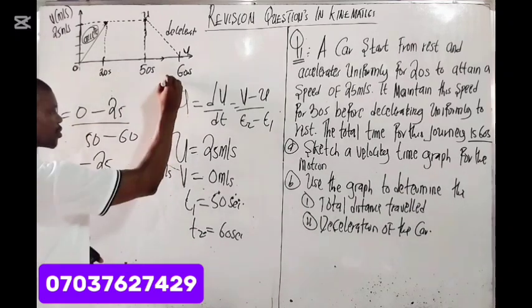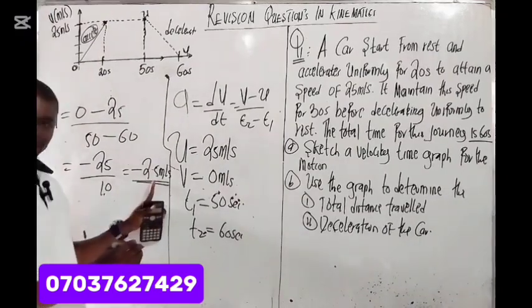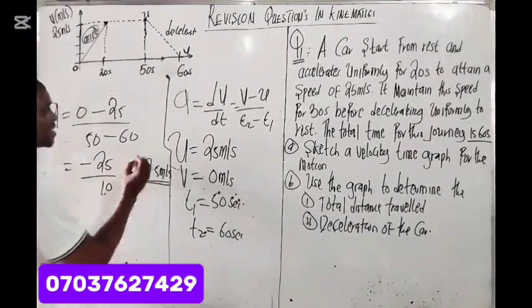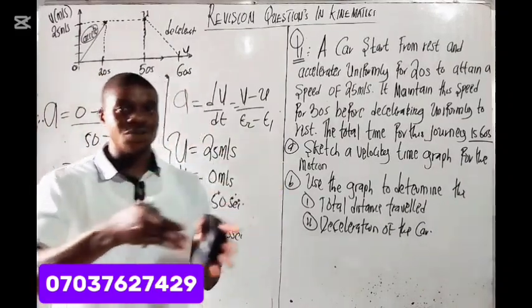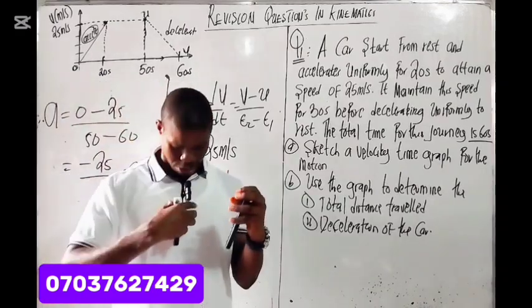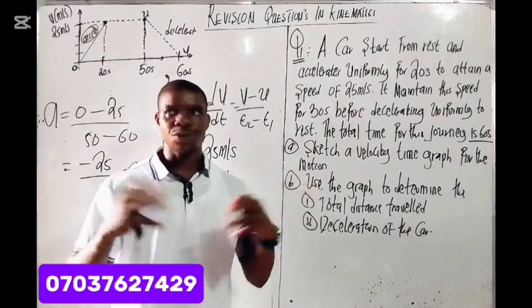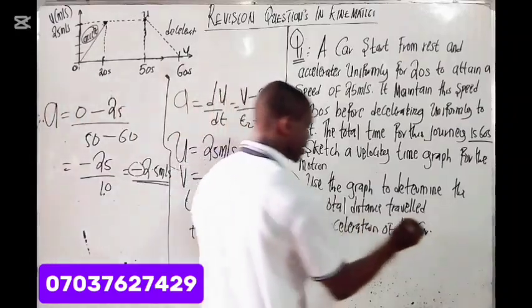Now, why is it minus here? Because it's decreasing. Acceleration is always decreasing here, so that's why there is a minus. When we calculated acceleration earlier, it was all positive, right? That is it. Now, how do we calculate the total distance traveled?